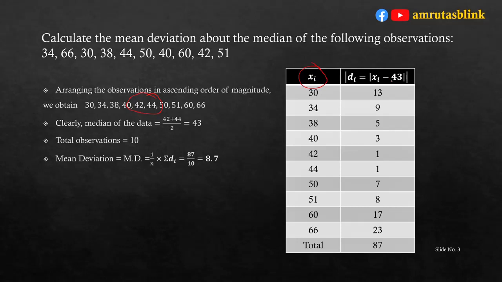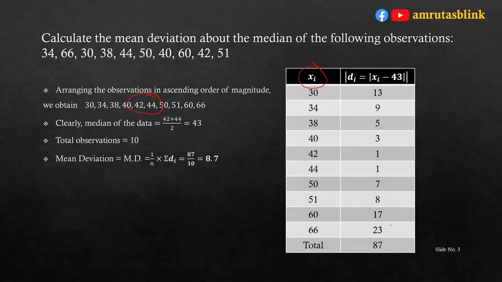Now, 30 minus 43 is minus 13, so modulus of minus 13 is plus 13. Then 34 minus 43 is equal to minus 9 and hence the modulus is 9. Then 43 minus 38 is 5, 43 minus 40 is 3, 43 minus 42 is 1. Now, 44 minus 43 is plus 1. 50 minus 43 is 7, 51 minus 43 is 8, 60 minus 43 is 17 and 66 minus 43 is 23.